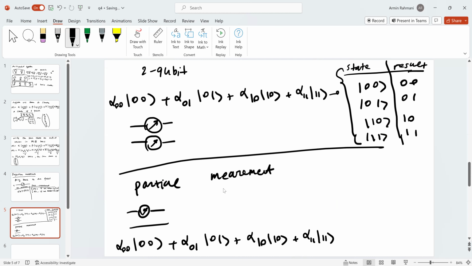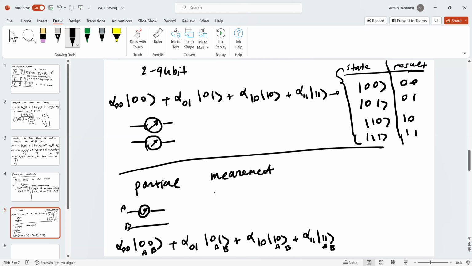The question is, what do I get? What happens to the state of the 2 qubit system after that measurement, depending on the result of that measurement? So in this case, if we call them AB, I'm only measuring qubit A. If I only measure qubit A, there's going to be 2 results, right? It's either 0 or 1.